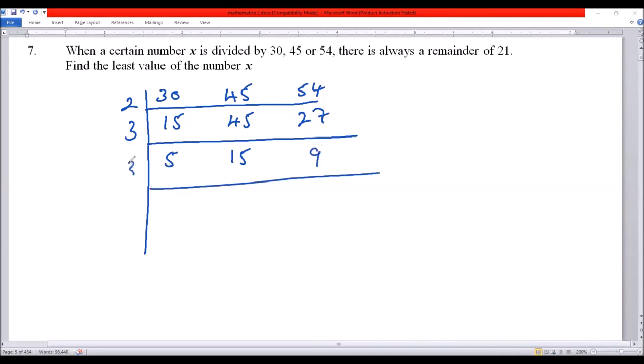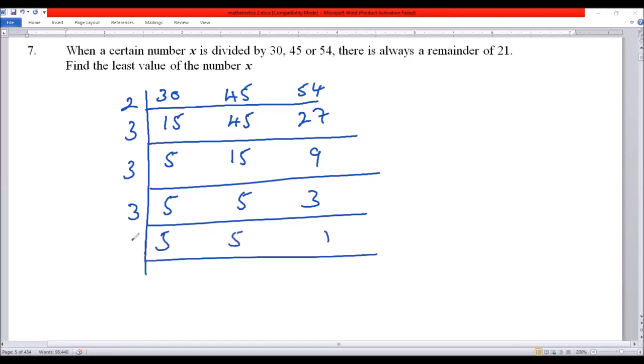We divide by 3 again. So this will be 5, 5, and we have 3. Again, we divide by 3. Then we have 5, 5, 1. And finally, we divide by 5. So that is 1, 1, 1.